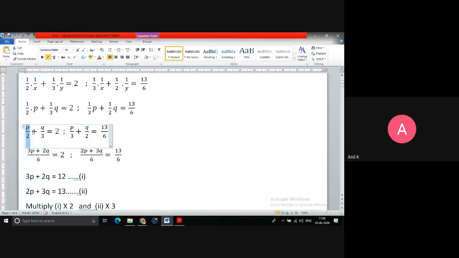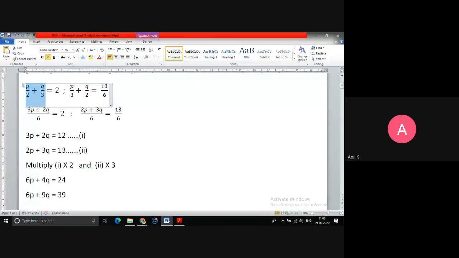Now, if you have different denominators, I think everybody knows how to take the LCM. LCM of 2 and 3 is going to be 6. So here LCM is 6. I have taken LCM. Now 3 multiplied with p, so it is 3 times p, which is 3p. Then 2 multiplied with q, which is 2 times q, 2q equals to 12. Even here also the LCM is going to be 6 because 3 and 2 are in the denominator. So LCM will be 6.